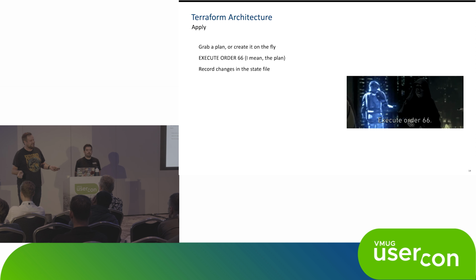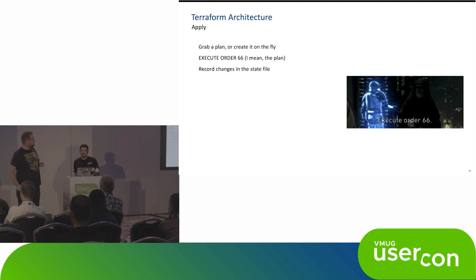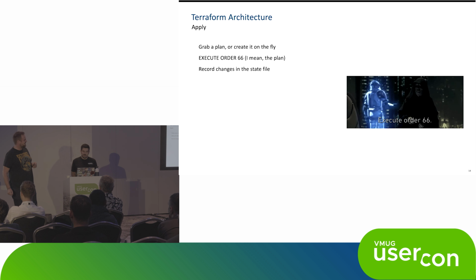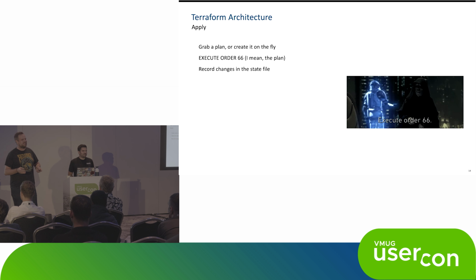You'll have a bad time. Don't ask us how we know. Yeah. Friends don't let friends run auto-approve in production. No. That's all I'm going to say about that. Once it's executed the changes that it wants to do, it's also going to record all those changes in a new version of the state file.